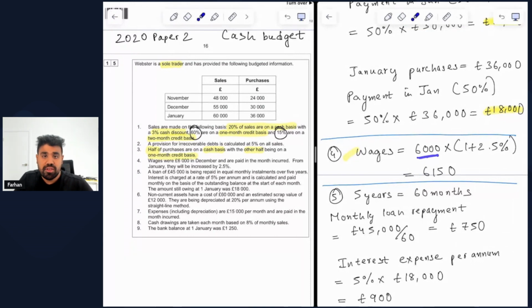How do we increase it by 2.5%? So we take 6,000 and multiply it with 1 plus 2.5%, and that gives us £6,150 as the total wages that we will be paying for cash in January. In case you're confused about how I did this directly, which is the 1 plus 2.5%, let me break it down for you so it's easier for you to understand.